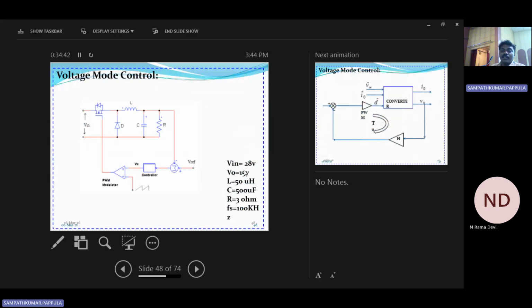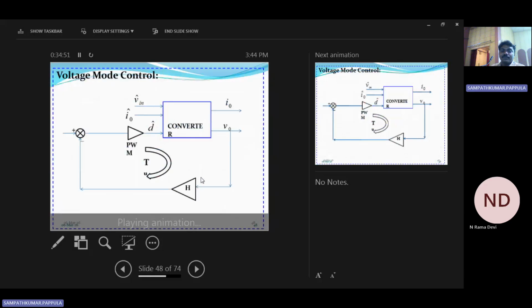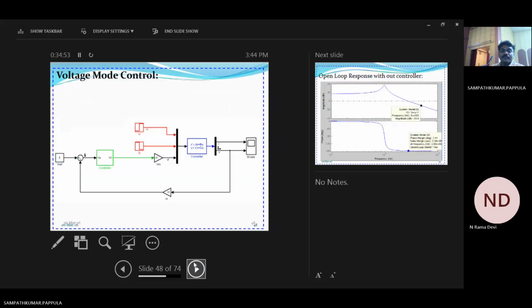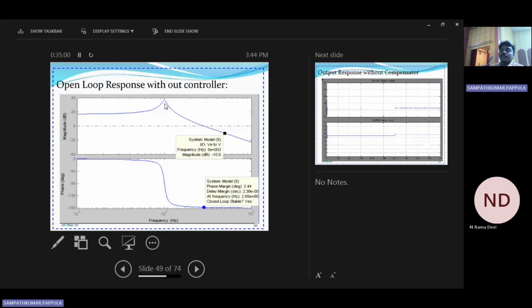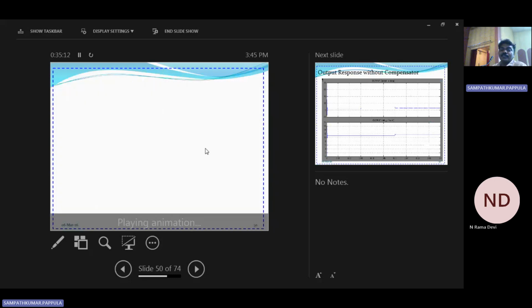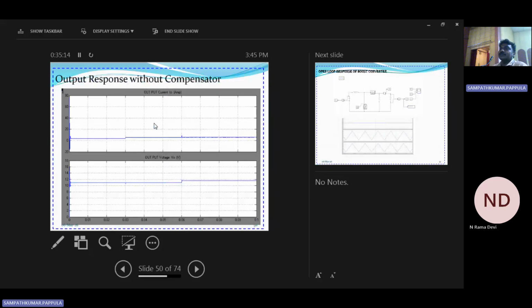Okay. So these are our input voltage, required output voltage, calculated inductor, capacitor and load resistor values, and switching frequency. If you simulate this, this is the simulation circuit. From that, you can observe some results. This is the frequency response Bode plot, something you have already done in the control system subject. This is the frequency response and this is the time response.